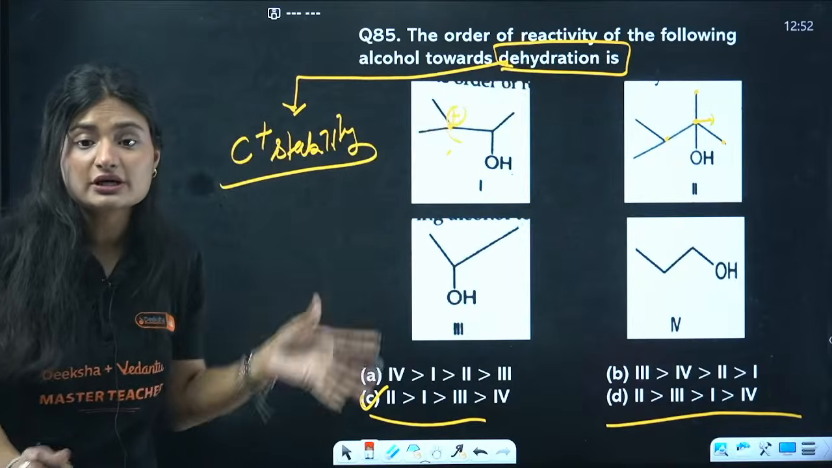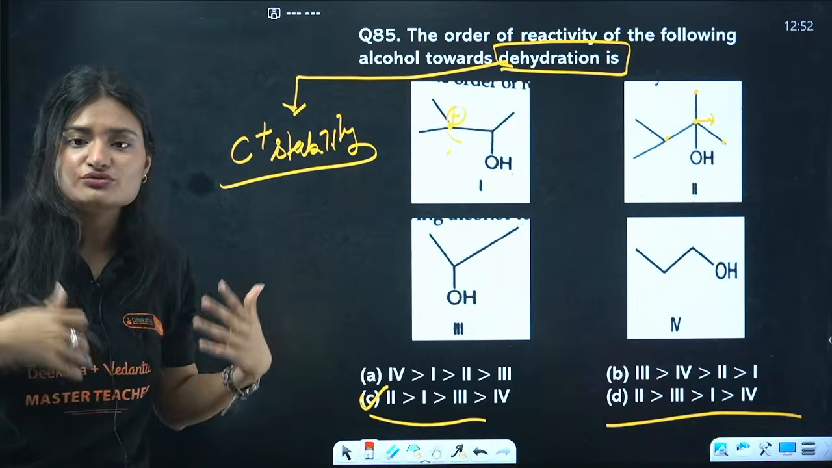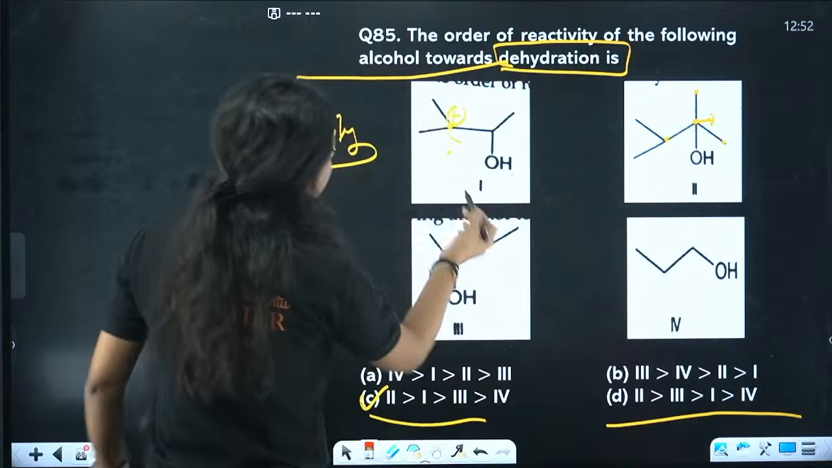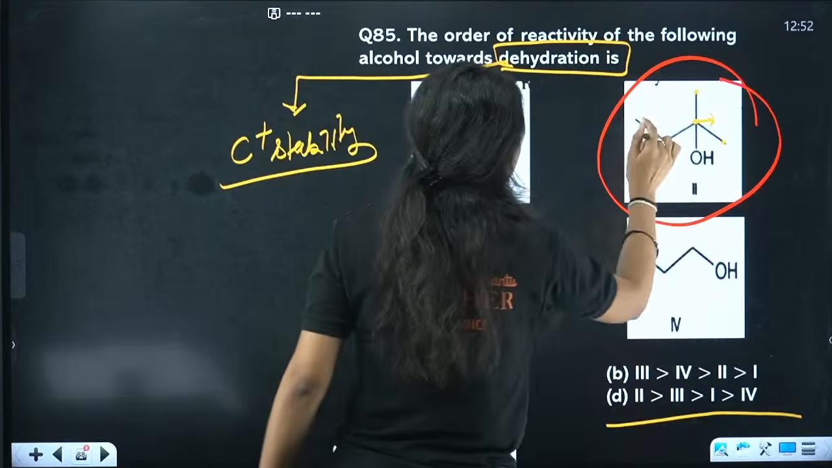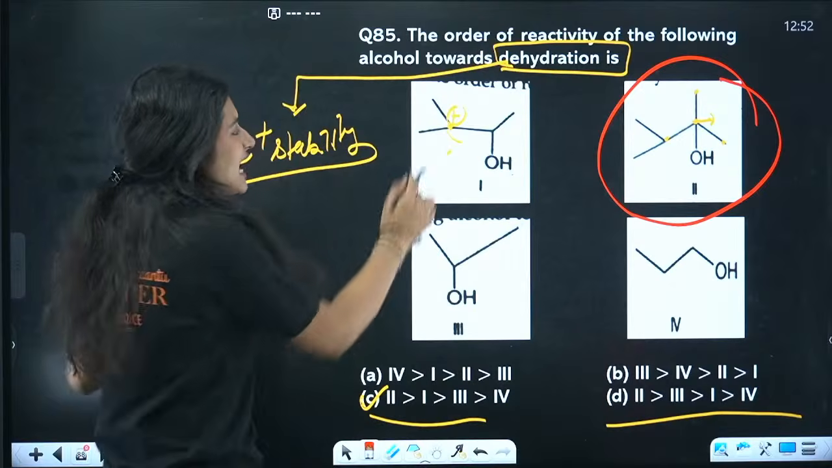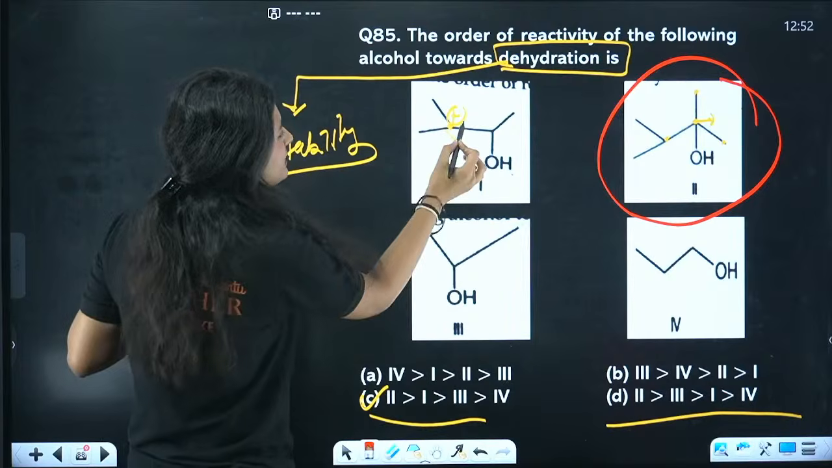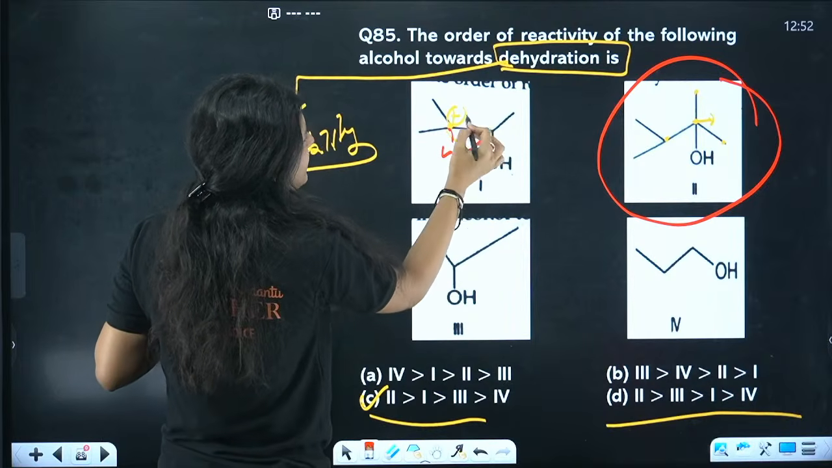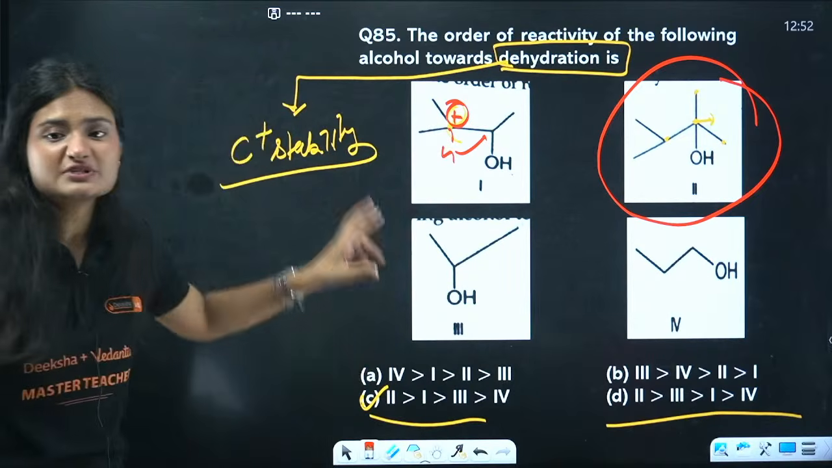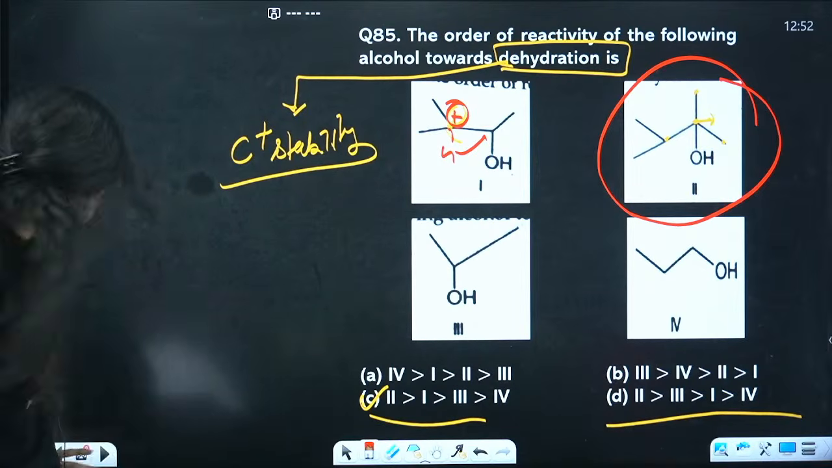Dehydration means a carbocation is getting formed, and the more stable the carbocation is, the faster that reaction will happen. In this case, this is a tertiary carbocation, which is most stable, and this is primary, so this will be the least reactive towards dehydration. Among these two, this is secondary, but you can transfer one hydrogen from here and it will become a tertiary carbocation, so it has a chance of rearrangement. So this is more stable and more reactive towards dehydration.